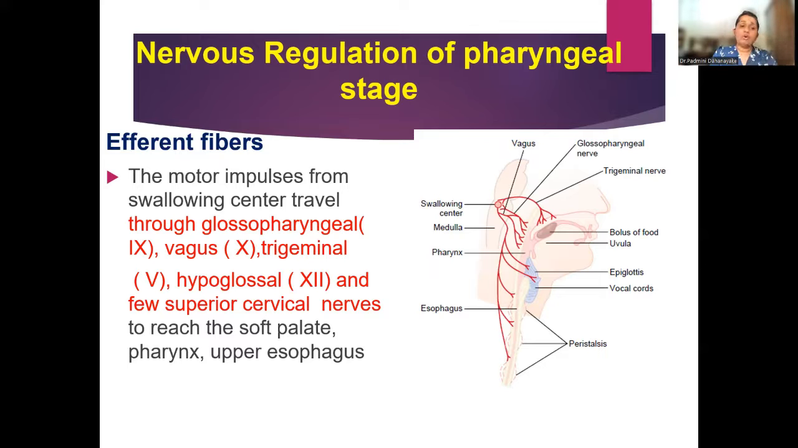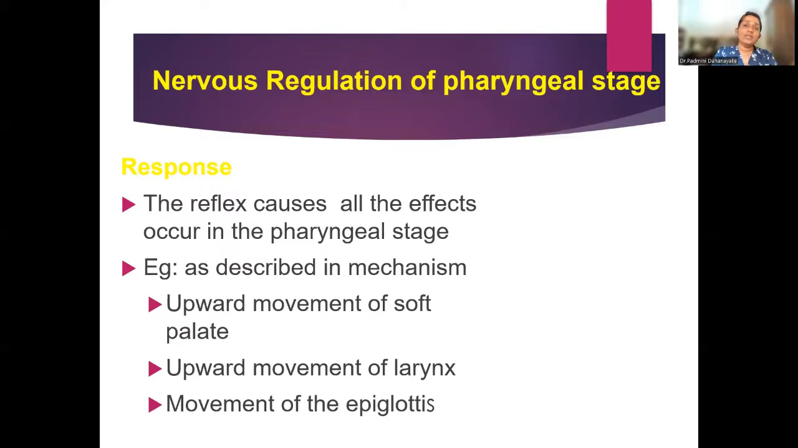4 cranial nerves are involved here: glossopharyngeal, the 9th cranial nerve, vagus, the 10th cranial nerve, trigeminal, that is the 5th cranial nerve, and the hypoglossal, that is the 12th cranial nerve, the last one, and a few superior cervical nerves. They will go and reach your soft palate, your pharynx, your upper esophagus, lots of areas which we have already discussed. So you have to remember what are the afferent nerves, what are the efferent nerves, and who are going to mediate these movements.